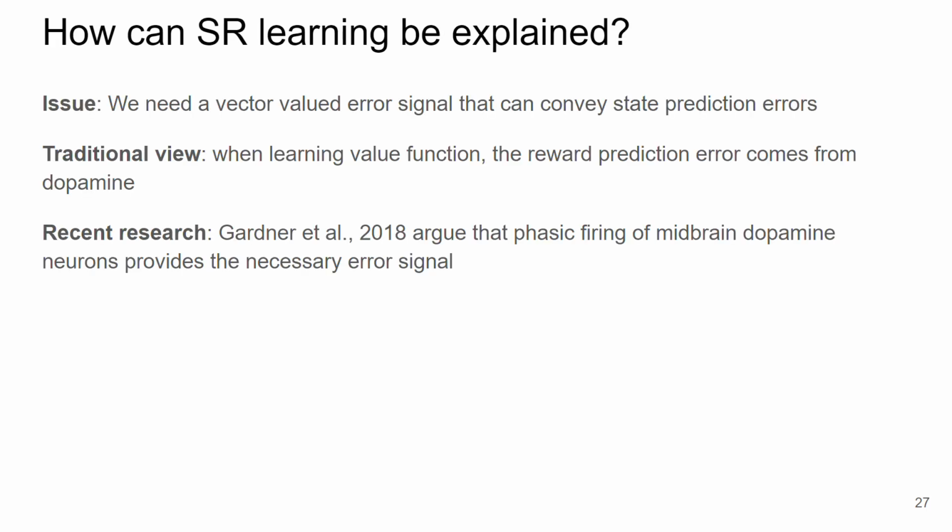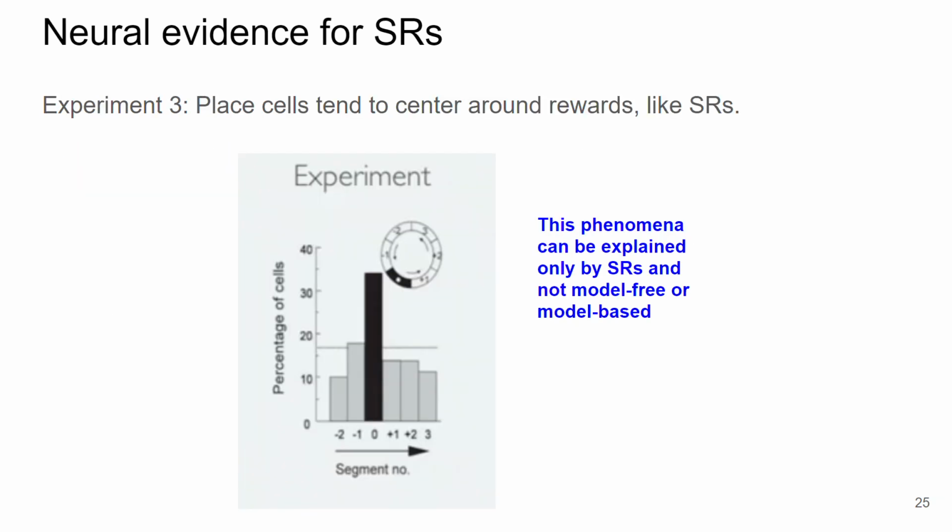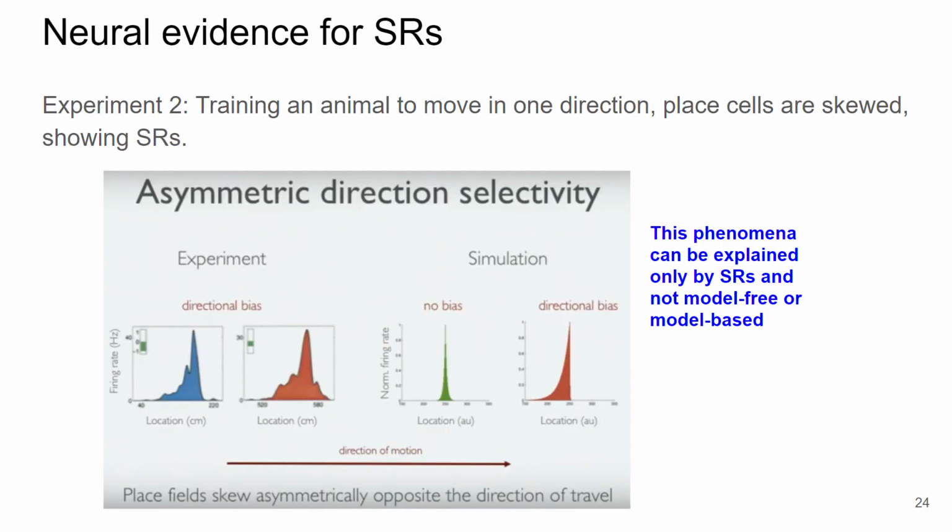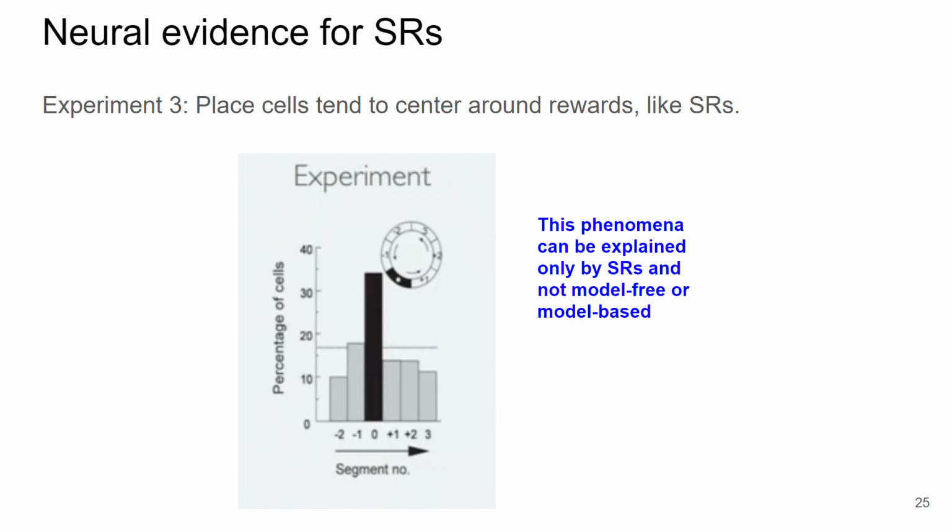Any questions before we? Two slides back, why was this an example of SR and not? This one? I think there's the next step, this one. This one? Yeah, the centering around rewards. Why is that not model free or model based?